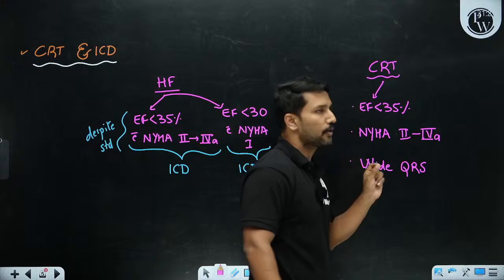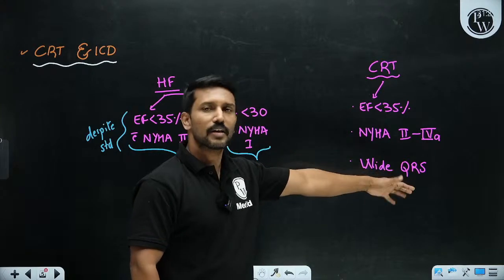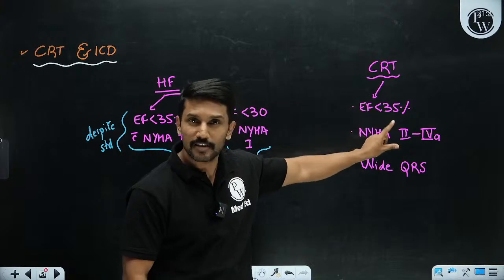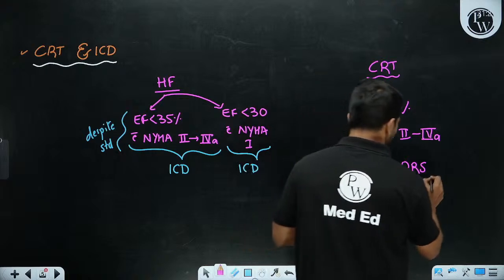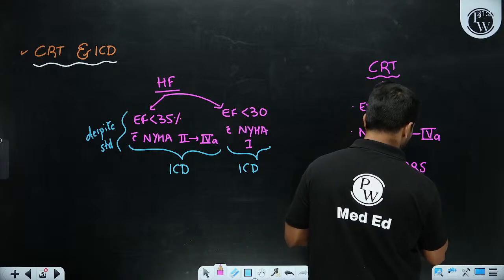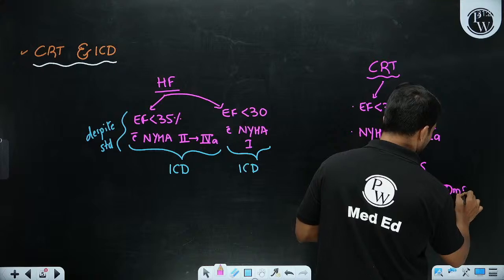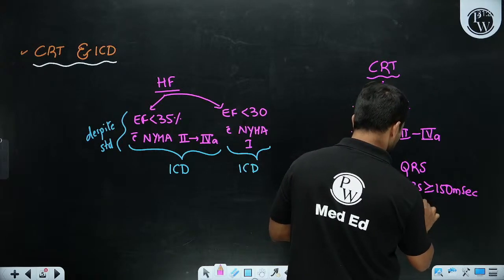नॉर्मल कितना होना चाहिए QRS? लेस देन 120 मिली सेकेंड्स. जब ये 150 मिली सेकेंड से ज़्यादा है, देर इज डेफिनेट वाइडनिंग ऑफ द QRS, देर इज डेफिनेट एसिंक्रोनी बिटवीन राइट एंड लेफ्ट एट्रियल depolarization. So wide QRS with the QRS duration more than or equal to 150 milliseconds with left bundle branch block.